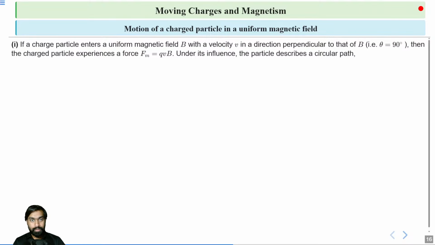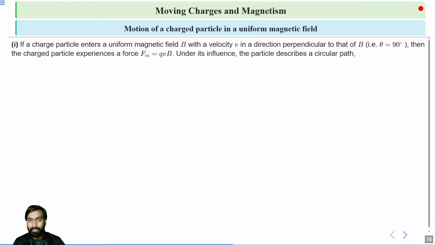Now let's see the first case: motion of a charged particle in a uniform magnetic field. This is a fundamental concept in electromagnetism that describes how charged particles behave when they enter a magnetic field. Let's see the initial scenario.